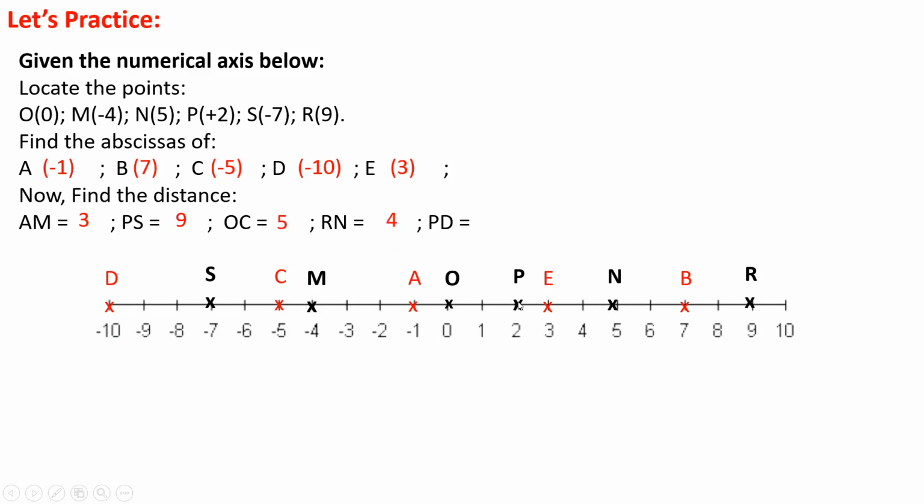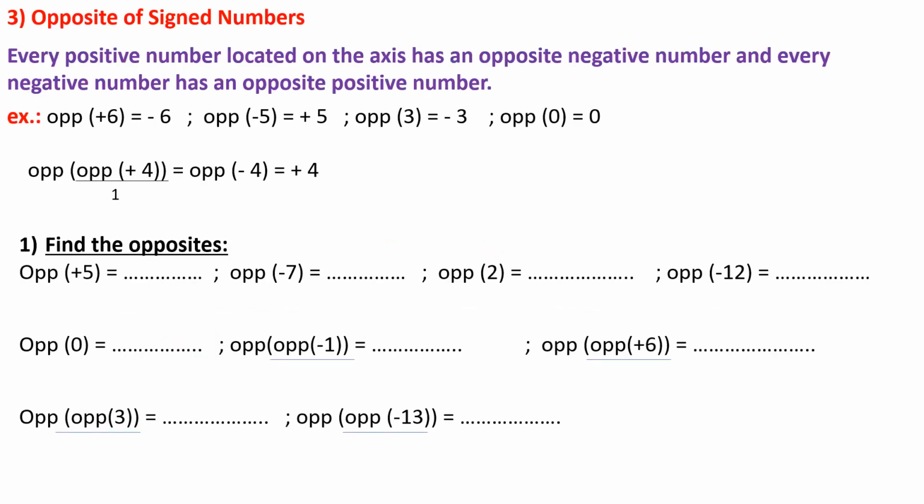PD, so the distance is 1, 2, 3, 4, 5, 6, 7, 8, 9, 10, 11, 12. So I count the spaces between the points.